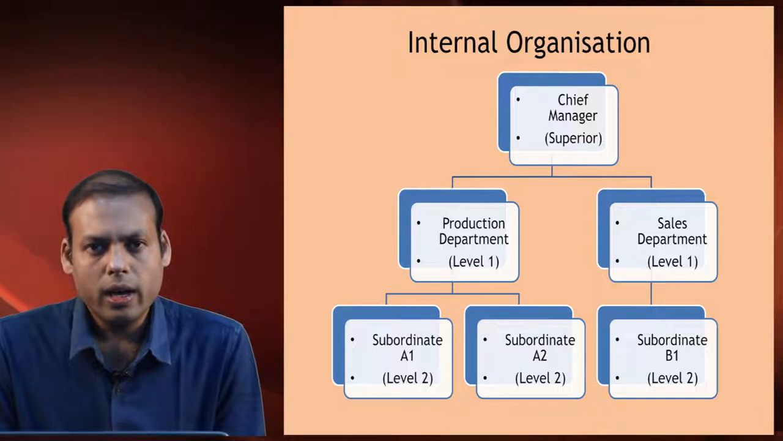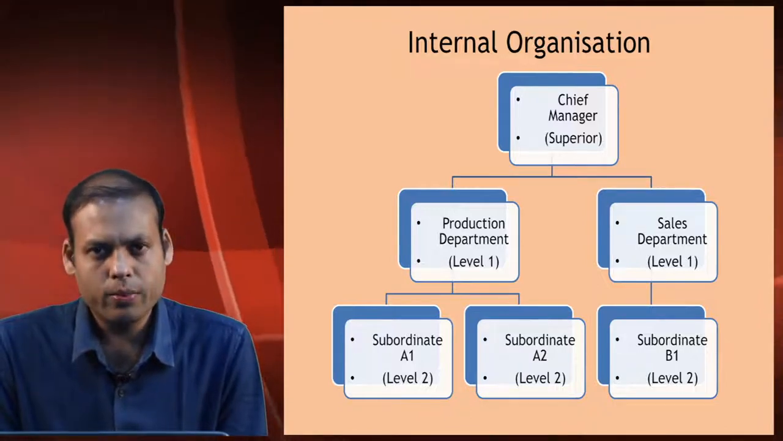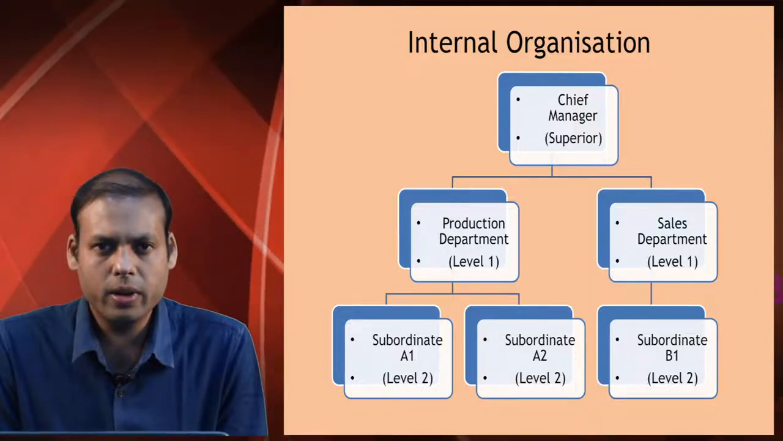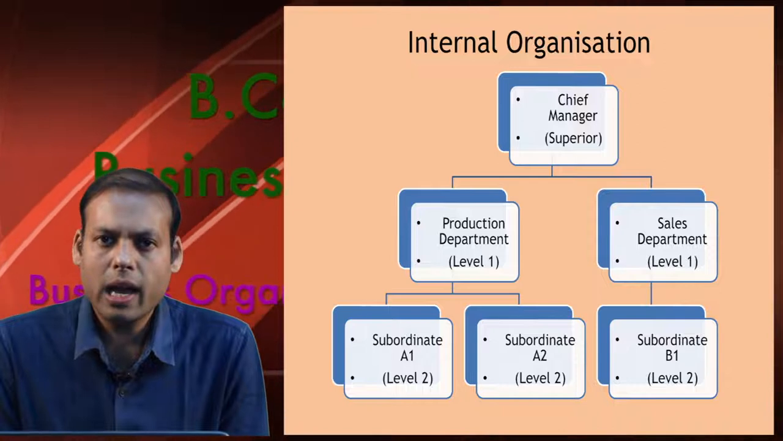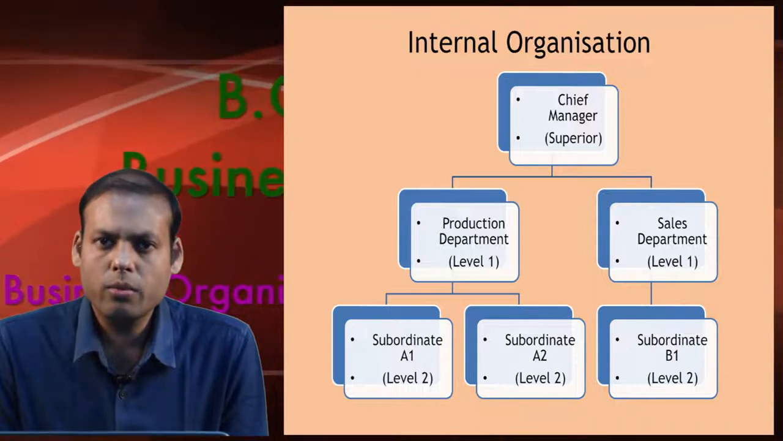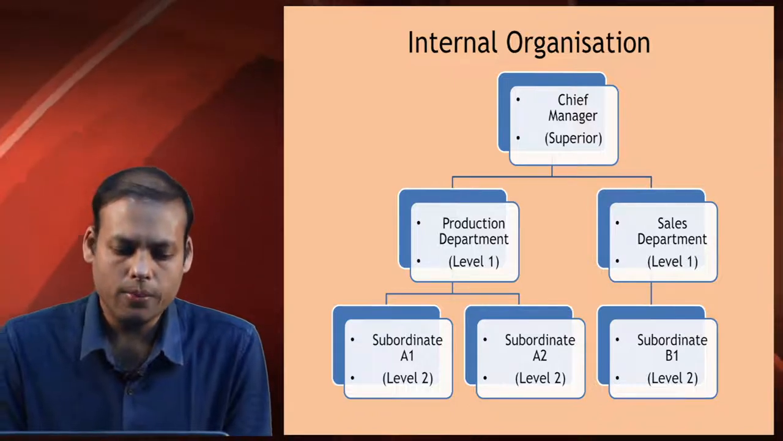So, here accountability will be fixed on subordinate B1, for example, in case of the sales department. He is responsible for performing sales related activities, and if he does not perform, then the accountability will be fixed on him or her.